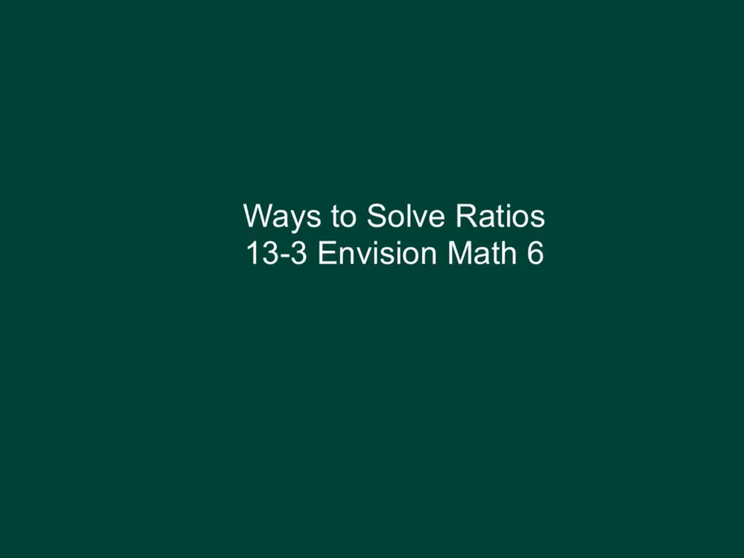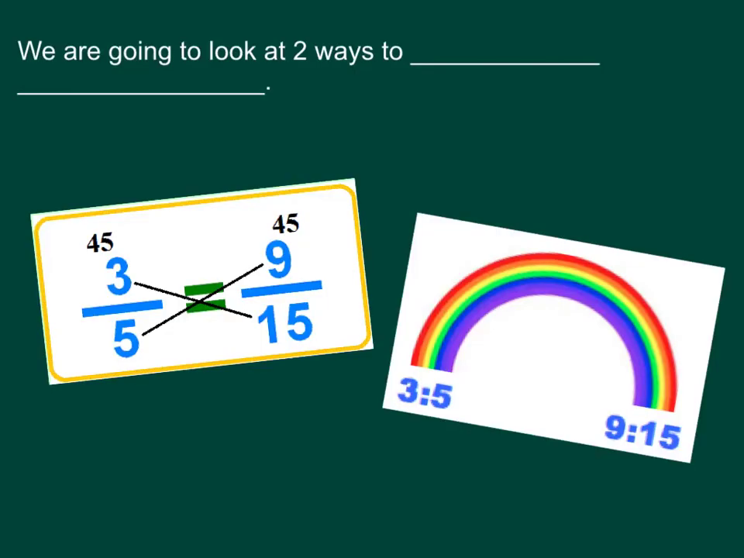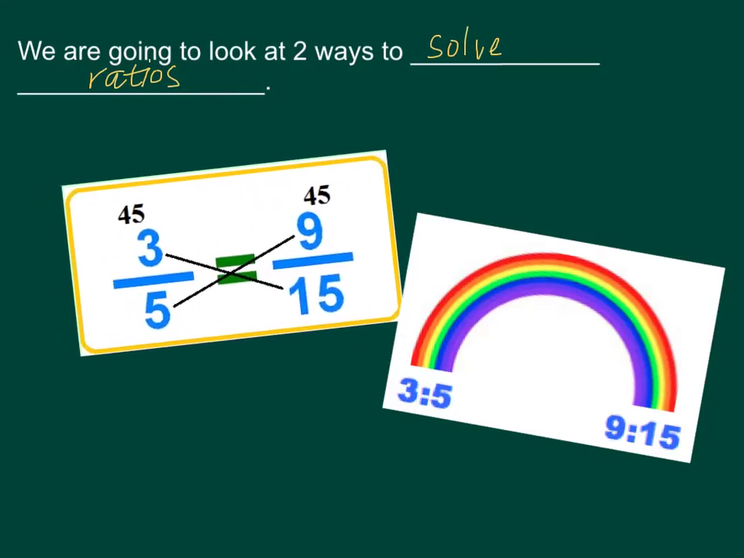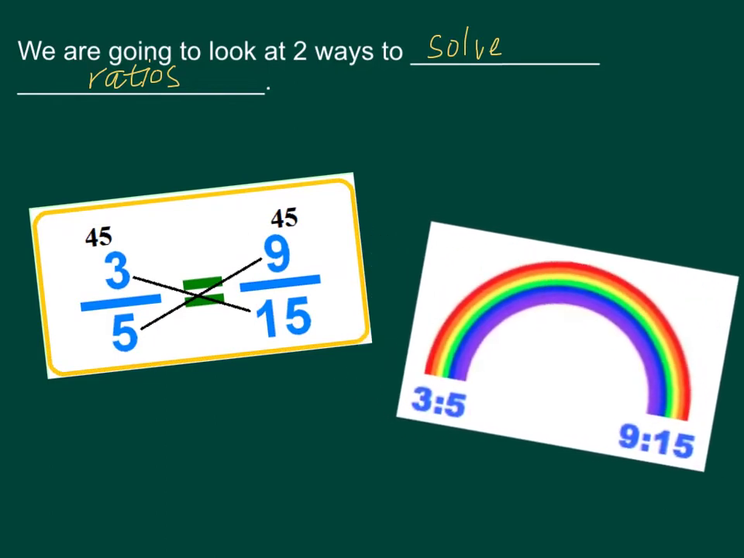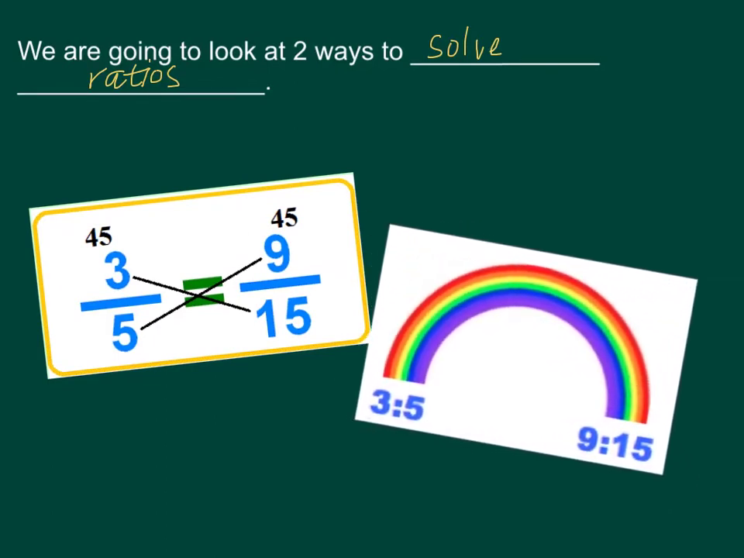Ways to solve ratios, 13-3 Envision Math 6. In this topic, we are going to look at two ways to solve ratios. One of them is called cross multiplication, and the other one is called the rainbow method of multiplication.